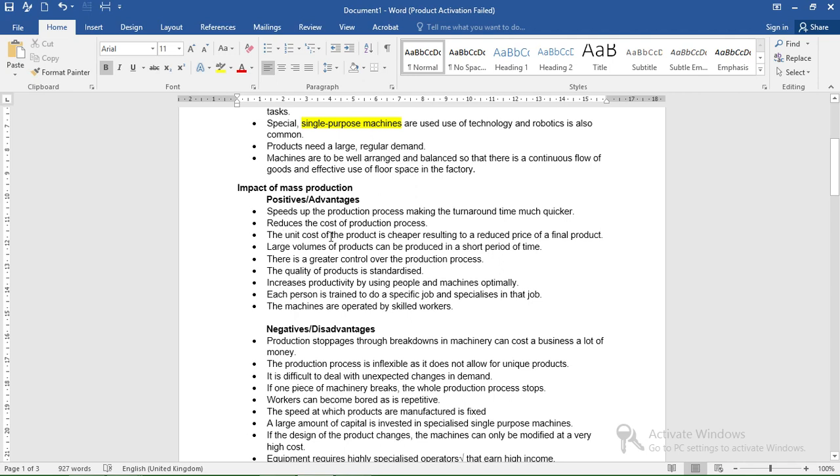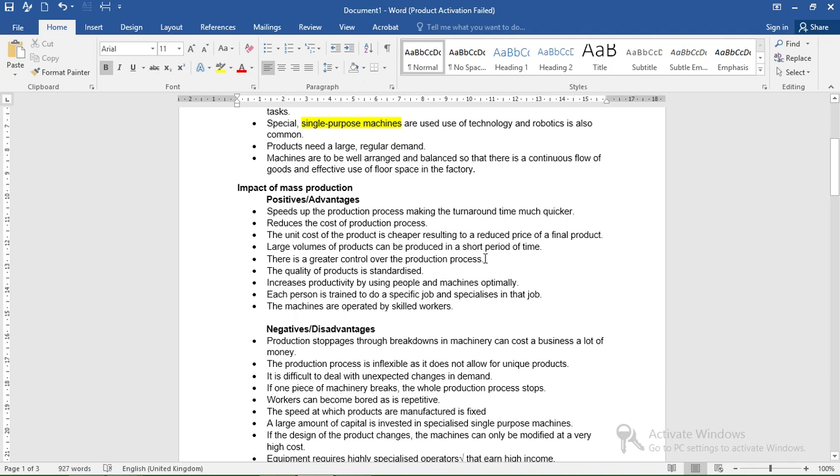So the unit cost of the product is cheaper, and that can result in reduced price. That's why sometimes you wonder, how come if you hold a 2-liter Coke, it only costs you 15 rand, and if you try to calculate all the ingredients that they use, and the plastic and packaging and the workers and stuff, it doesn't add up to 22 rand. The reason for that is because if you produce things in large quantities, the cost of producing it becomes less, and therefore it reduces the price of the final product, right?